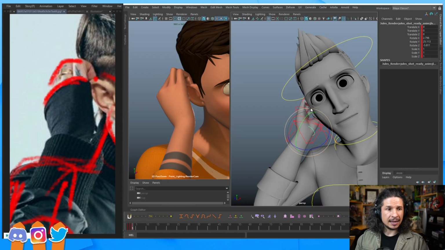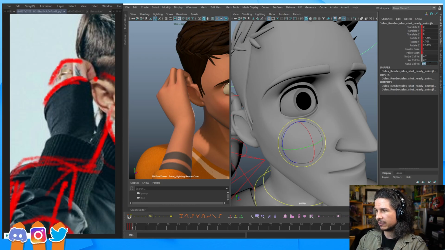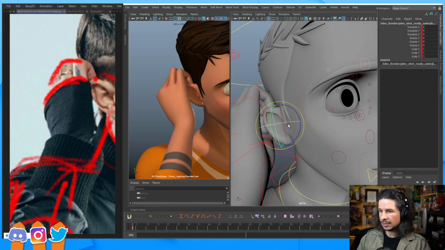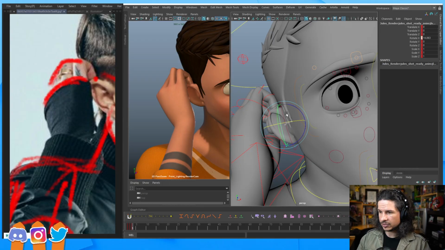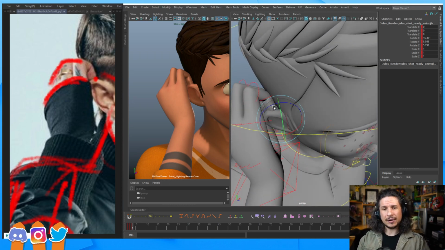Now, I saw a question here. If he scratches his ear, what do you do to bend the ear? On this rig, there are actually ear controls. So if I take the facial controls and turn those on, there's actually an ear control here that I could use to bend and rotate the ear, which I would want to do to show that he's actually interacting with his ear. Normally I would do this more in the polish phase.